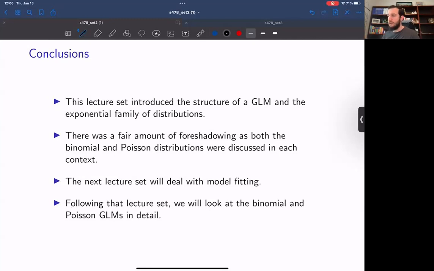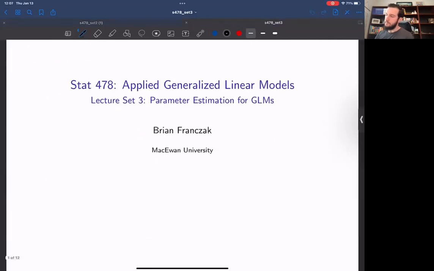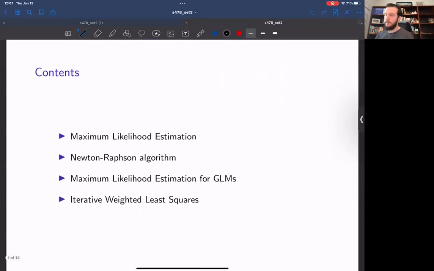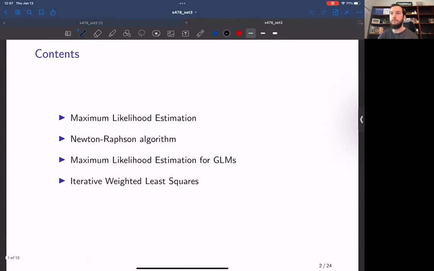What we're going to talk about in the next lecture set is model fitting. So lecture set number 3 is devoted to the estimation of the parameters for a generalized linear model. So we're going to learn how a generalized linear model is actually fitted. This is done through an iterative procedure. So we're going to talk about maximum likelihood estimation, and then we're going to talk about a common approach for estimating MLEs when you can't find closed form solutions. That's called the Newton-Raphson. And then we're going to show how the Newton-Raphson is essentially adapted for generalized linear models.